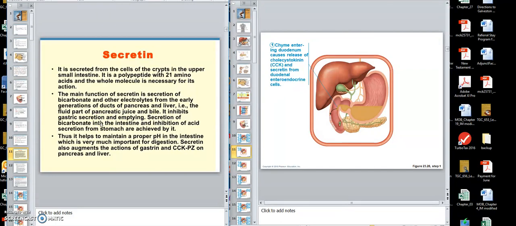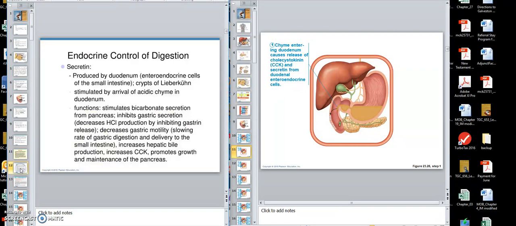So we go further. Then we brought up this CCK. So here again is secretin, produced by the duodenum enteroendocrine cells, crypts of Lieberkühn, stimulated by arrival of acidic chyme in the duodenum. Function: stimulates bicarb secretion, inhibits gastric secretion, slows the stomach down, and so forth, as you can see. All right, let's go to CCK.